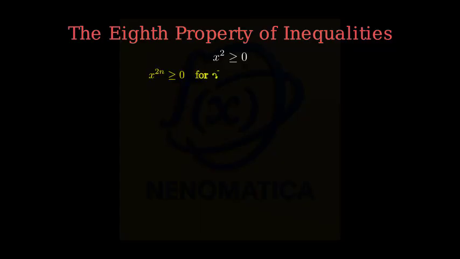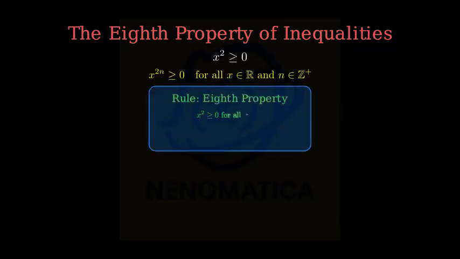More generally, we can state that for any real number x, x raised to the power of 2n, where n is a positive integer, is always greater than or equal to 0. This is one of the fundamental properties in mathematics. It tells us that when we square any real number, the result is always non-negative. Let's look at some examples to understand this property better.